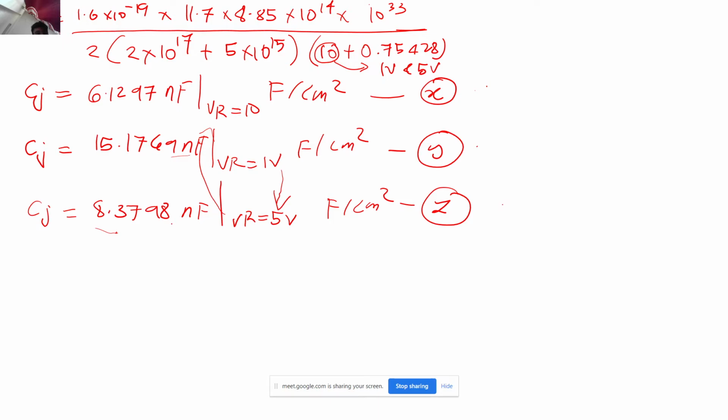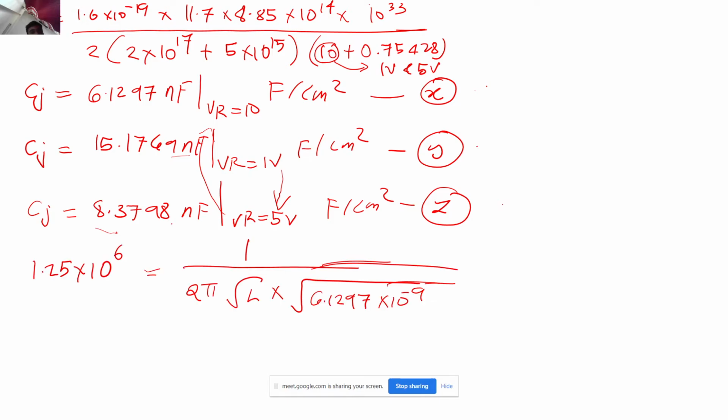6.1297 nanofarads, right, into 10 to the power minus 9, but this is per centimeter square. Correct. This is capacitance per unit area. I have to multiply it with the area, right? I cannot just multiply the capacitance per unit area to get the inductance value, because it will not have the dimensions of the Henry; it will still have some dimensions of area involved in it. So we have to multiply it with the area, and the area has been given to us as what?